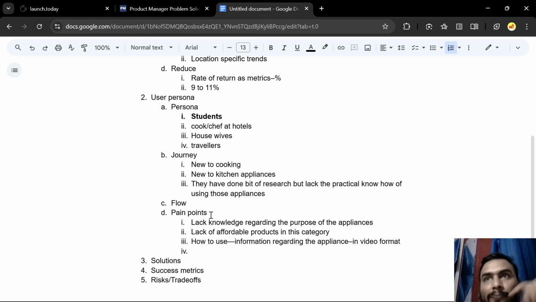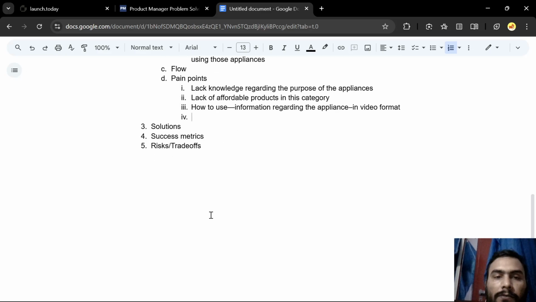So therefore, they have to go to YouTube, and although most of the time that satisfies the exact issues that they have, what is missing is that they may not find the exact appliance that is being shown and used in the video on YouTube or social media that they find.